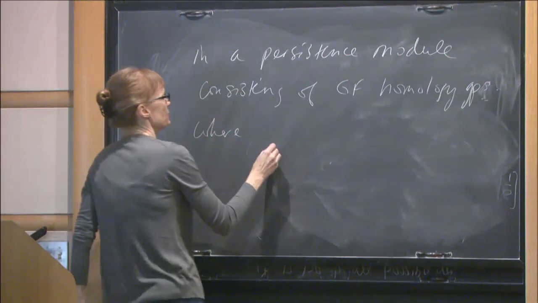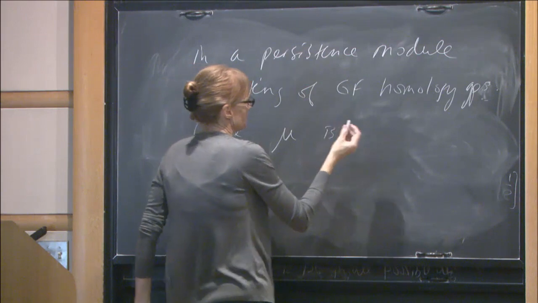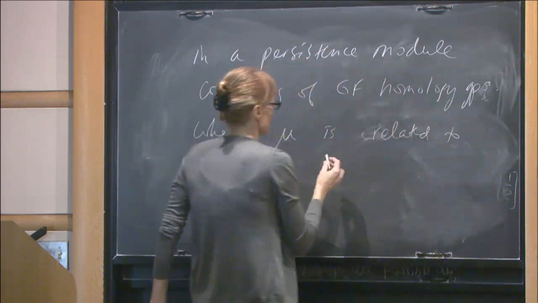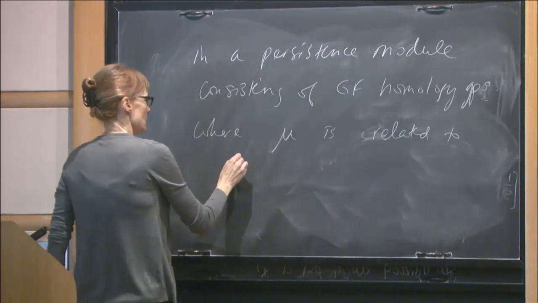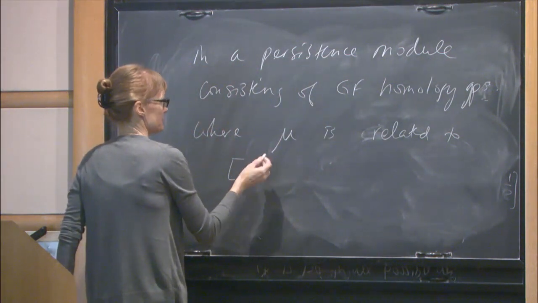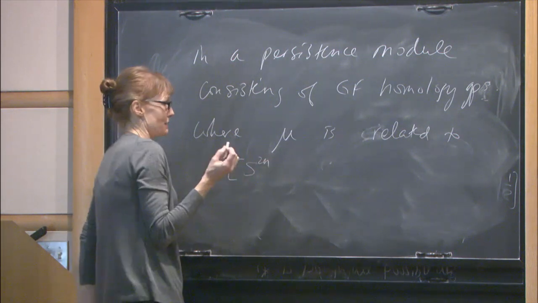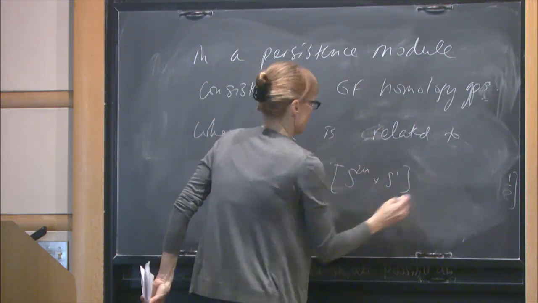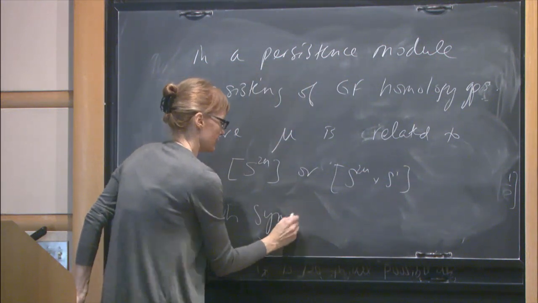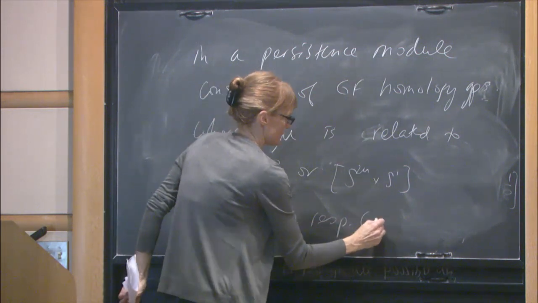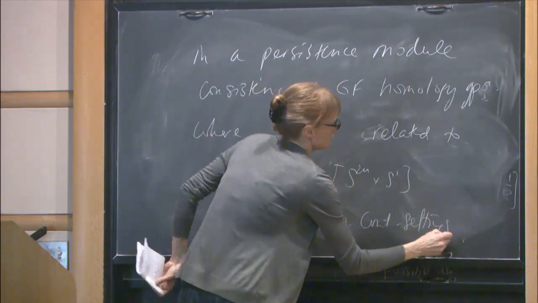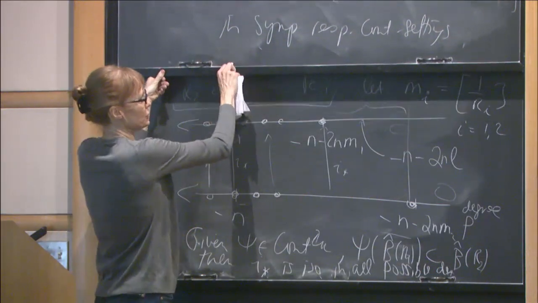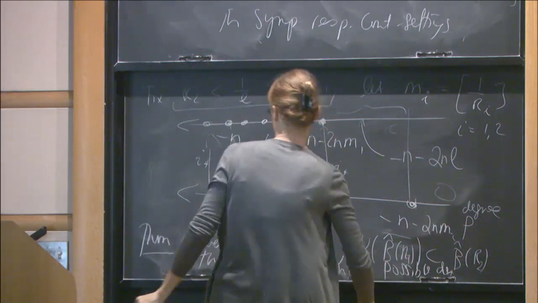Where mu is, it's related, I won't go into the details here once again, but it's related to the fundamental class of the base. So after compactification, it would be ℝ2n or ℝ2n cross S1 in the symplectic or contact settings. Okay, let me just leave it at that and quickly say a bit about these GF homology groups so I can tell you about the new morphisms.